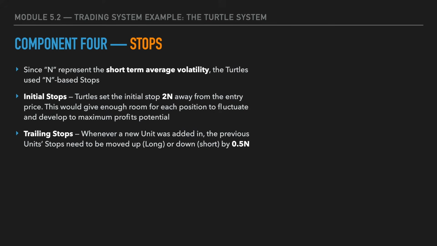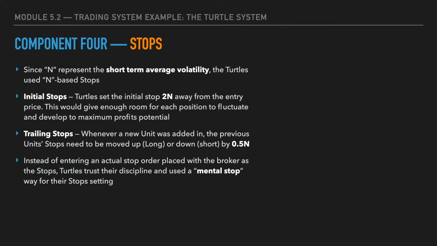Because the turtle trading system is essentially a trend following system, trailing stops are necessary. Whenever a new unit was added to the current position, the previous unit's stops need to be moved up for long positions and moved down for short positions by the value of half N. Instead of entering an actual stop order placed with the broker as the stop loss, turtle traders always use mental stops for their stop settings.